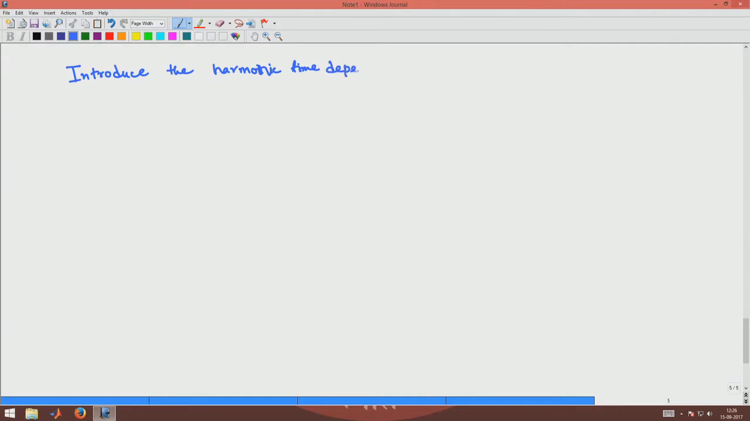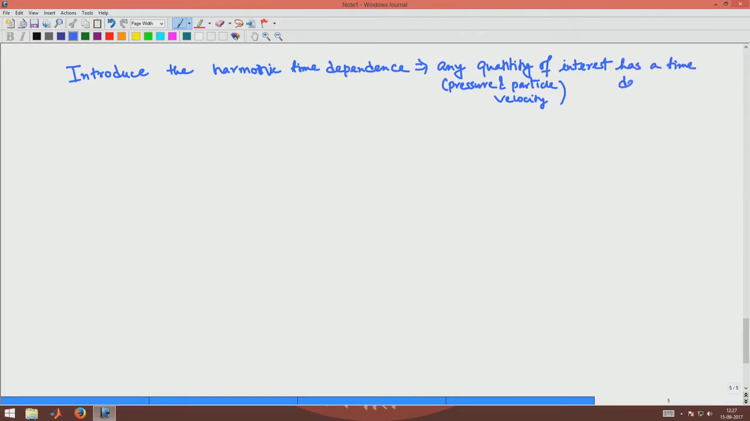Which, again, to recall, implies that any quantity of interest, mostly the pressure and velocity, or even more specifically pressure and particle velocity, has a time dependence of the form e to the power i omega t, as was done for plane wave theory.